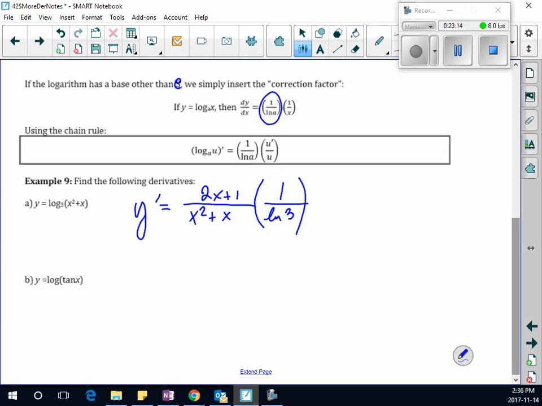Log of tan of x. This right here is a 3. That's the base. It's the base of the logarithm. So if it doesn't have a base listed, it's 10. It's a subscript, right?